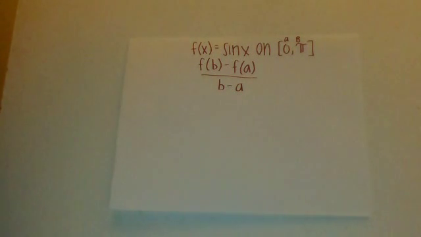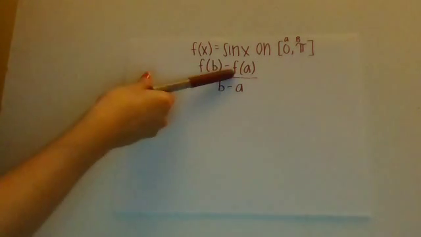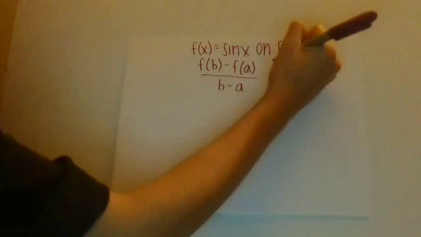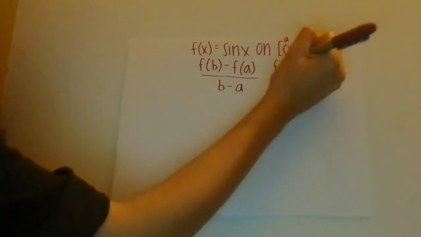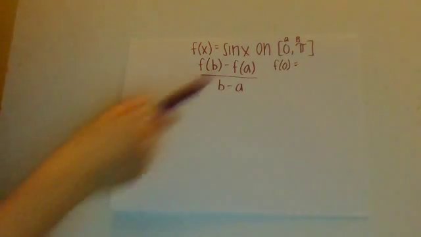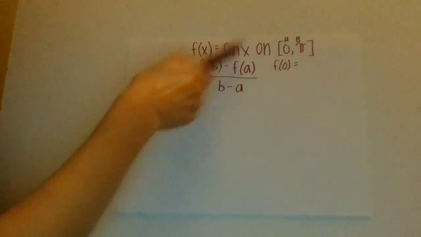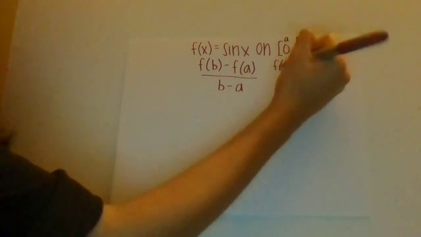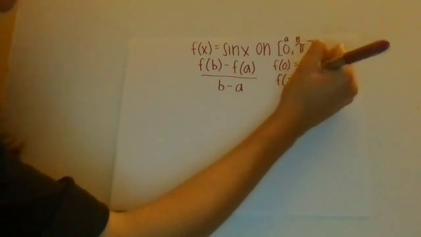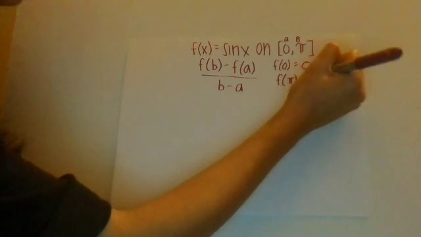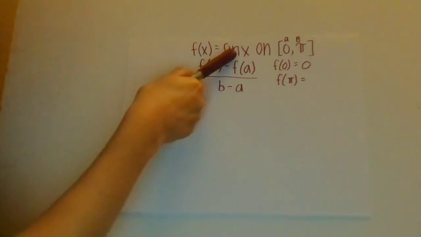We're going to plug in 0 and pi into our original equation to find our f of b and f of a. So f of 0. So sine of 0 is just 0. And f of pi, sine of pi is just 0.